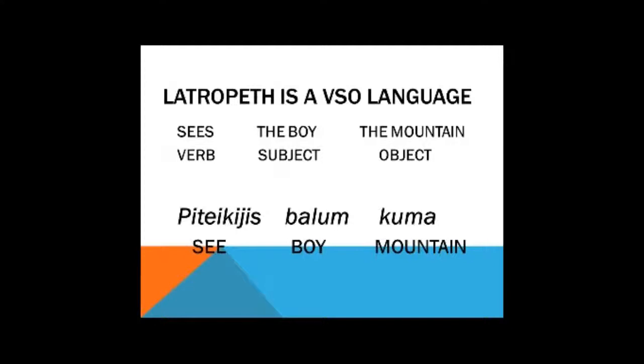That I believe is the first full Latropeth sentence that I've illustrated, so there you go. Pichayika yis balum kuma. Let's zero in on the verb pichayika yis and break it down and see how it's put together.